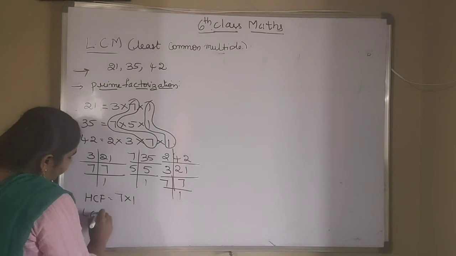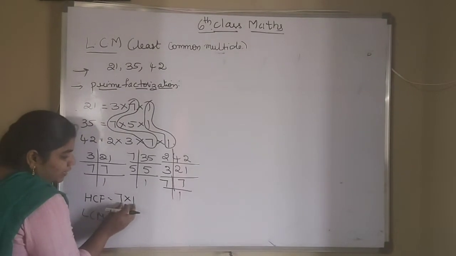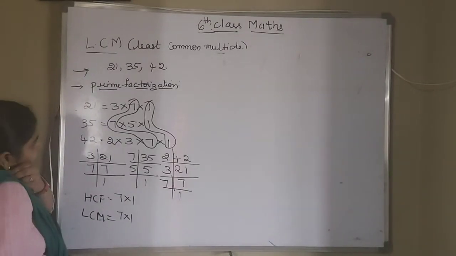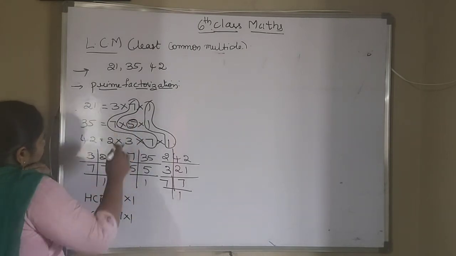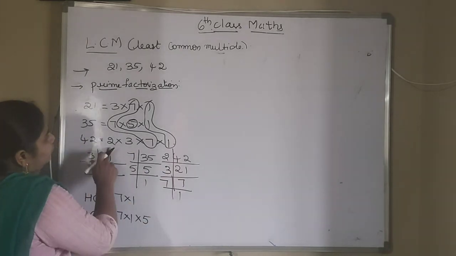Now I am finding the LCM. For finding the LCM, first you write the HCF value as it is. Now what are the remaining numbers? 5 is alone, we are not seeing it anywhere else, so into 5. Next 2 is also alone.